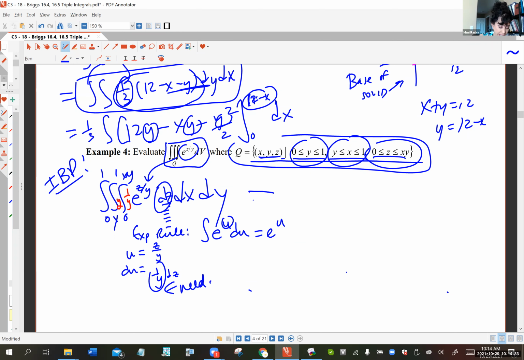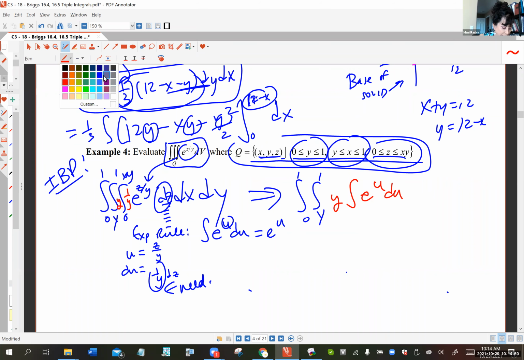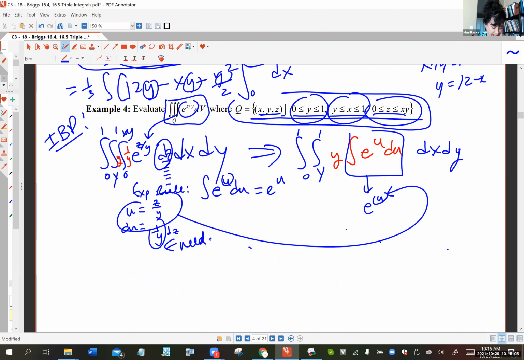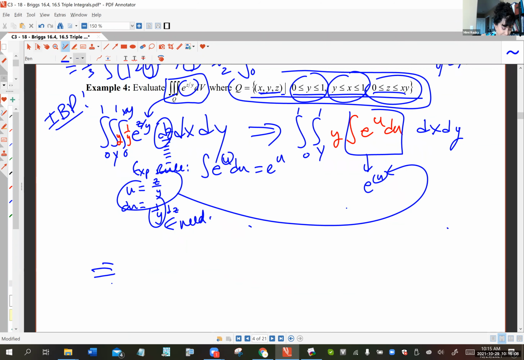So what does our integral look like at this moment? Well, I'm going to keep copying down the 2 outer integrals because we haven't done those yet. And then we're going to have this multiple of y sitting out in front of this integral e to the u du, where we have those choices of u and du already set up. And then this antiderivative is going to be e to the u, but then I'm going to back substitute for u because u is really z over y.